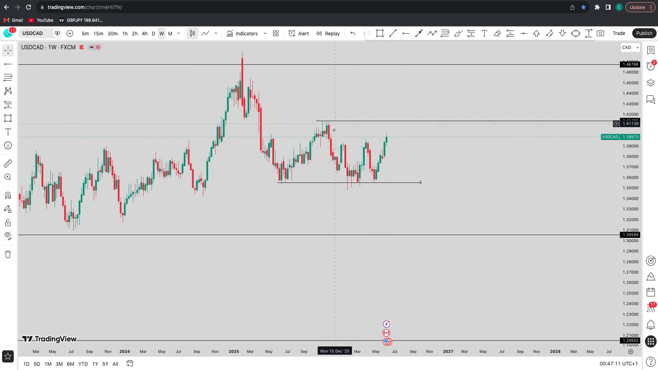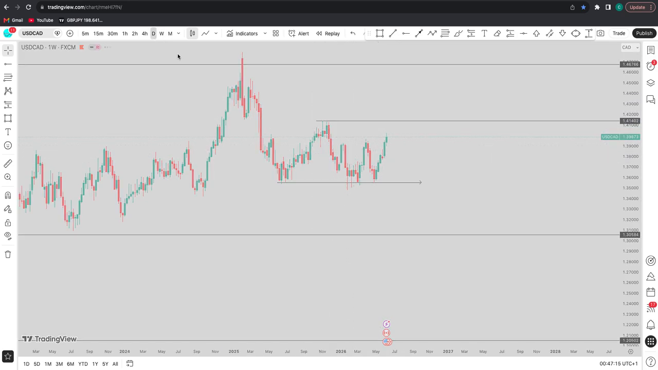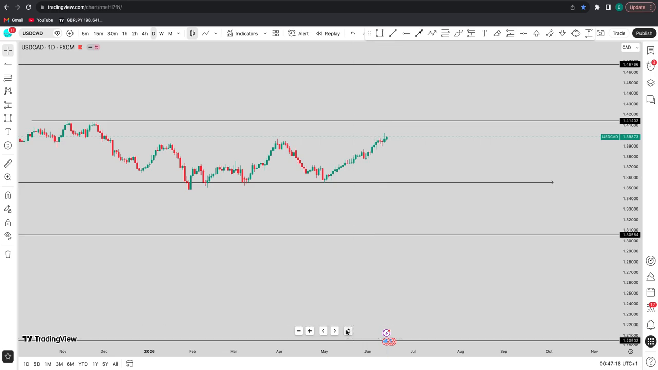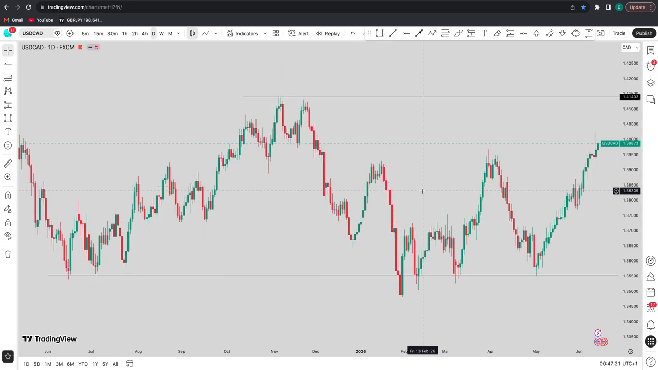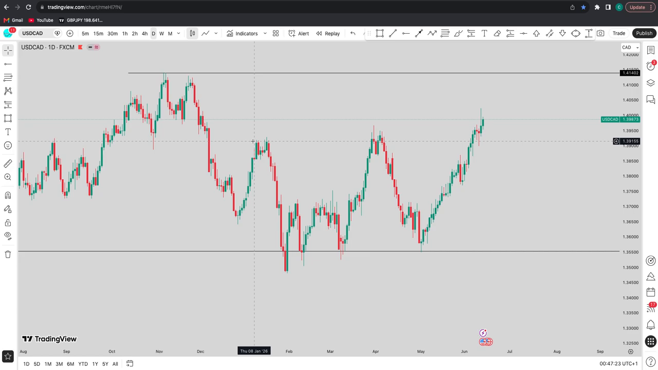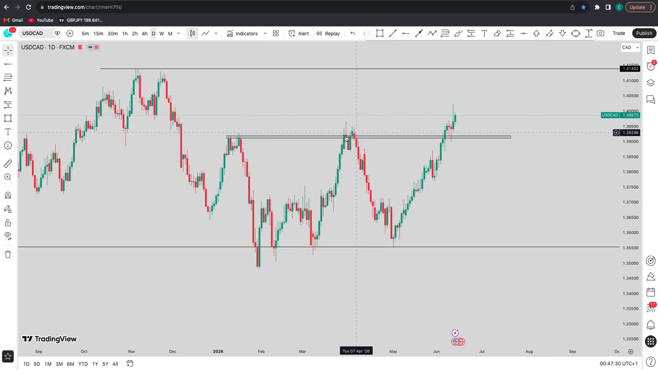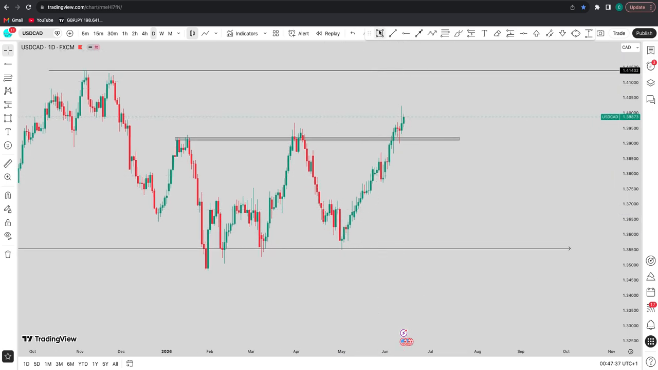So how do we participate in this bullish move? That's where we go to the daily time frame to draw out our support and resistance zone. As you can see clearly, this was our last high, and the market broke out from this high, came back to retest this level, giving us a double bottom here. Now we have a new high in the market, breaking above this resistance level.